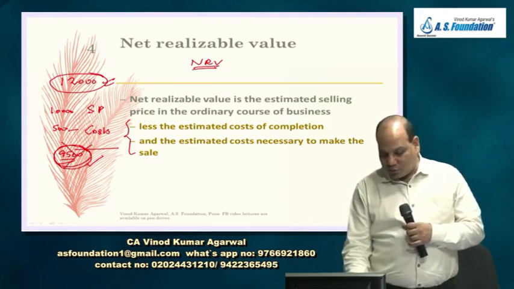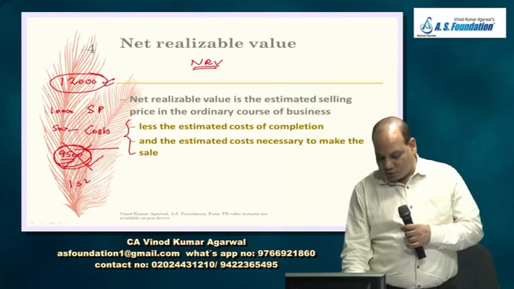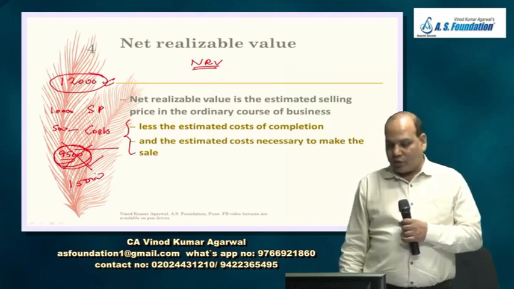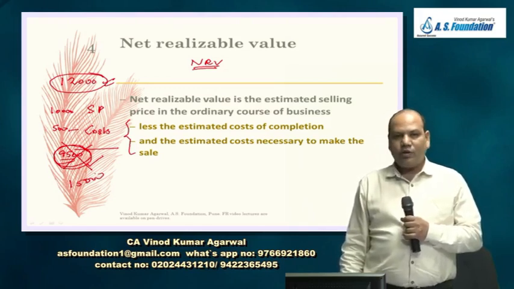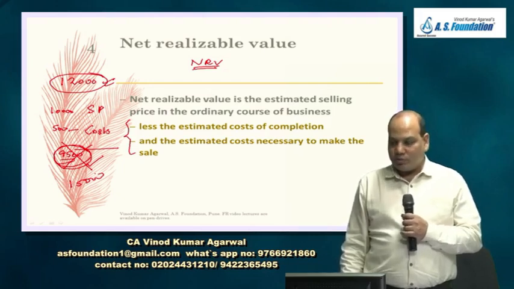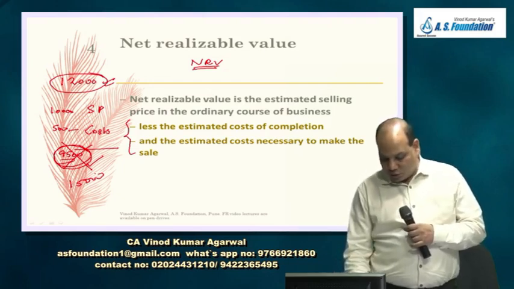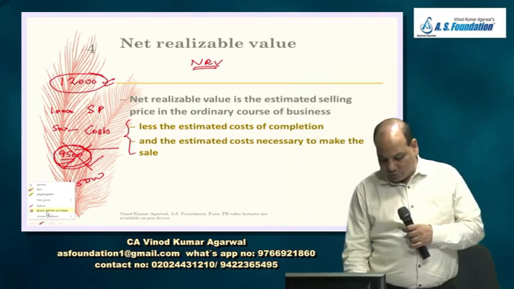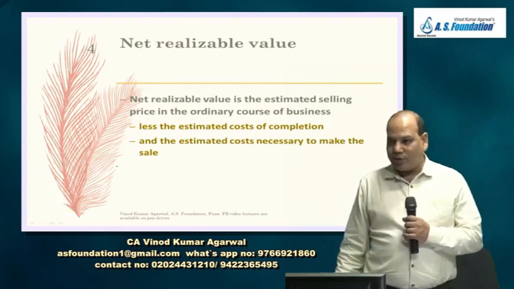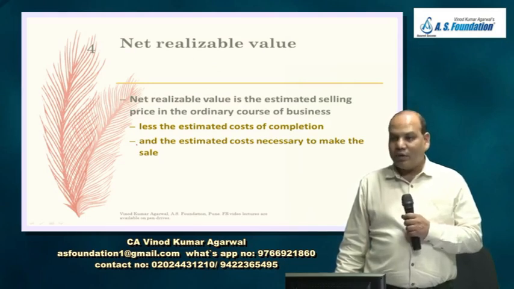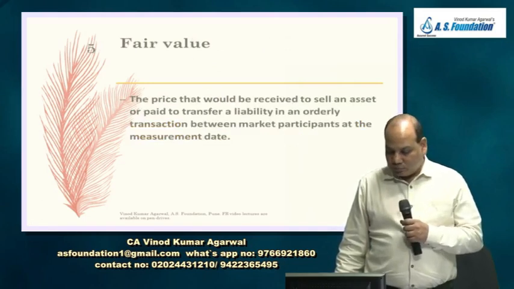What if NRV is more than 12,000? Say 15,000 is the NRV. Then 12,000 only. Inventories will then be valued at cost only. In this standard, you can't book the profit before you have actually sold the inventory, but you can book the loss if the NRV has gone down.